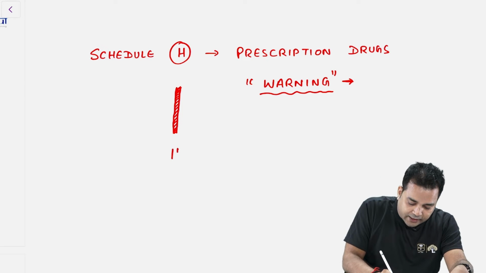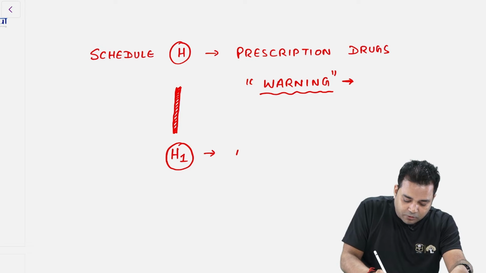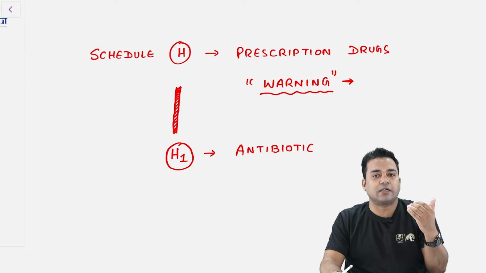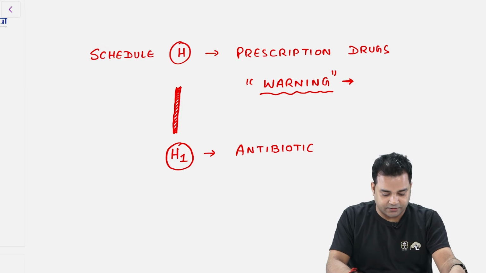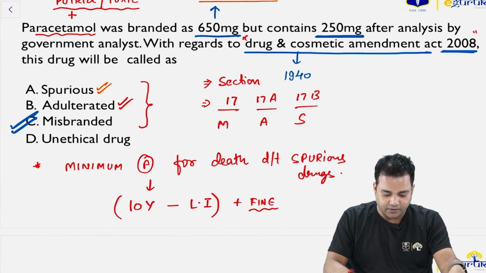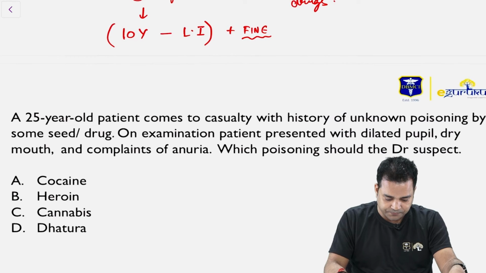And to be exact, H1 deals with prescription of antibiotics. So various schedules are there. The most important one is Schedule H. Asked 100 times. Let us move on to next question.